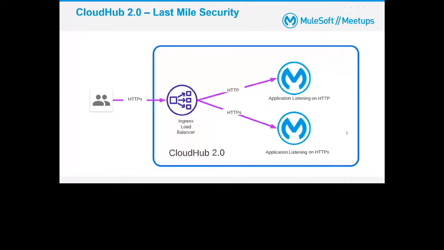So in CloudHub 2.0, if you select that last mile security, then by default your ingress load balancer will not do the SSL offloading. It will not convert your HTTPS traffic to HTTP and then send. It will maintain that HTTPS. So it will be end-to-end HTTPS traffic movement from your end customer or consumer to your actual backend application. Backend in the sense of the Mule application, which is running behind the ingress load balancer.